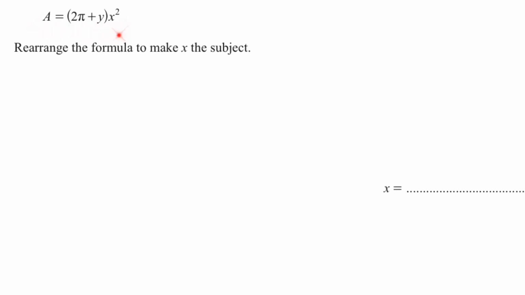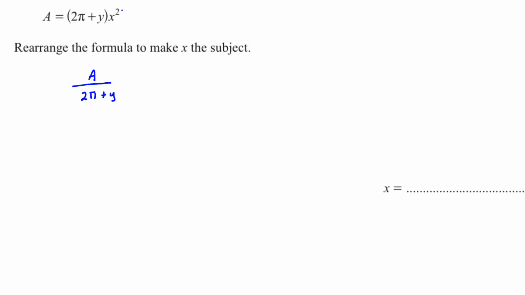We have to rearrange this formula to make x the subject. When you want to make something the subject, whatever you have before that variable or after that variable, you have to move to the other side and the signs change. Here the function is multiplication. So when I bring it to the other side, it will be divide. So I can write it as a divided by 2 pi plus y.